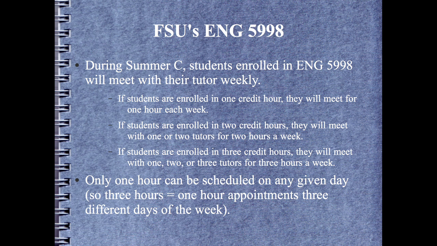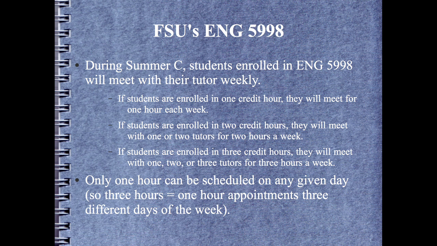If you are in 2 credit hours, then you're going to come twice a week. Ideally, you will meet with the same tutor, but if you can't find a tutor whose schedule works with yours on both days, you can sign up with 2 different tutors. If you're in 3 credit hours, you'll come 3 times a week, and again, you want the same tutor if possible, but if not, you can mix it up between 2 or 3 different ones. Only 1 hour can be scheduled on any given day.